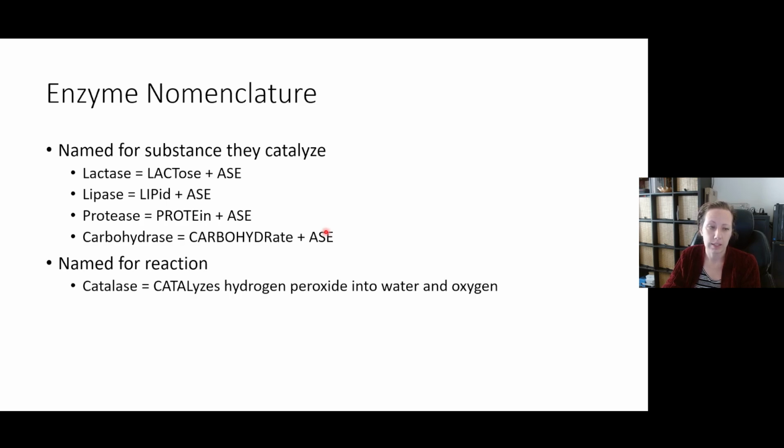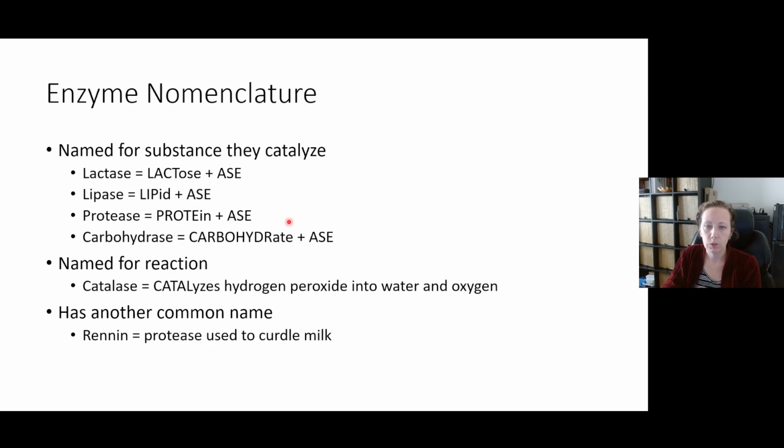So catalase, this one is very generically named, but it is named for the reaction, and it's named catalase because it catalyzes hydrogen peroxide into water and oxygen. Then the third way that they can be named is just because they had another common name before this system of naming enzymes was created. So renin.